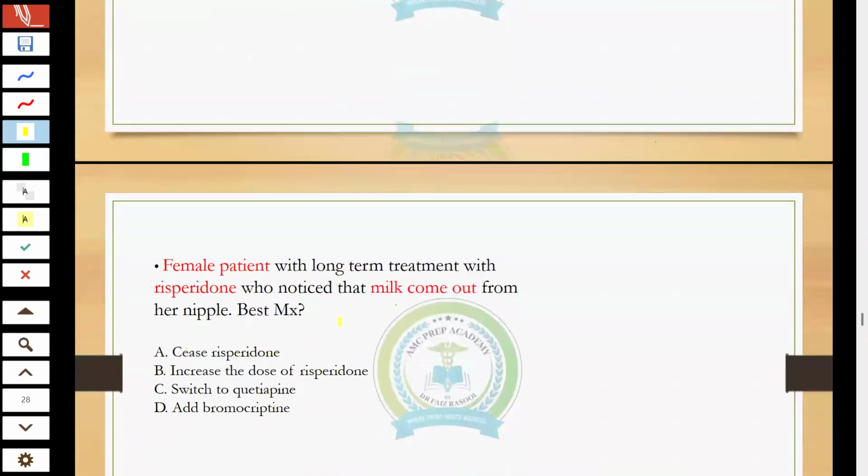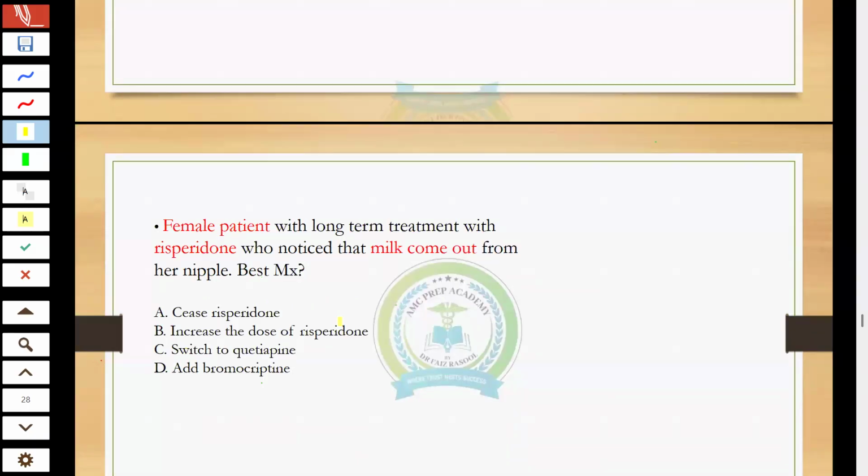Okay, doctors, move to next. So a female patient on long-term treatment with risperidone notices that milk comes out from her nipple. What is the best management? Options: cease risperidone, increase the dose of risperidone, switch to quetiapine, add bromocriptine. Doctors, answer please.